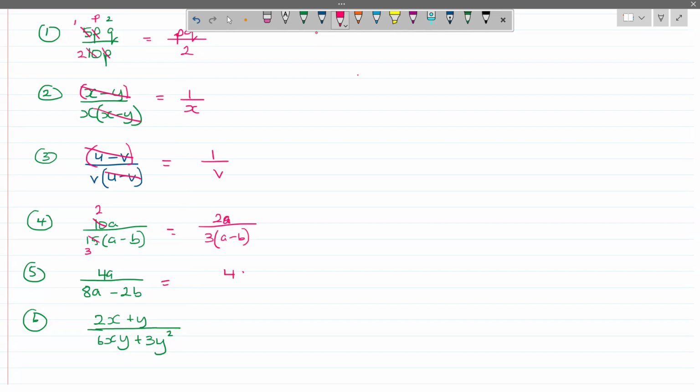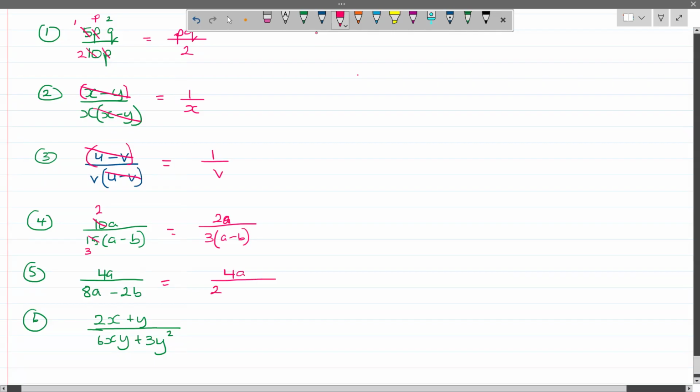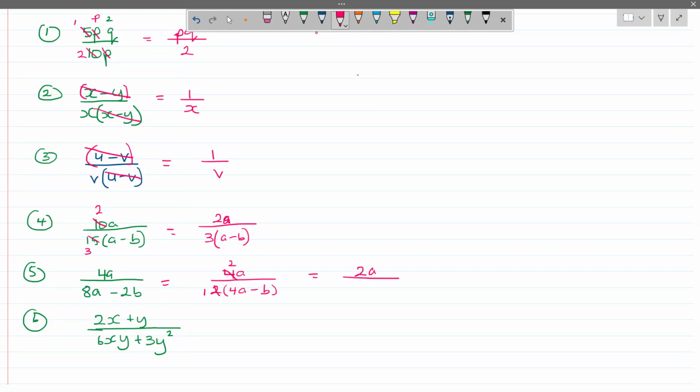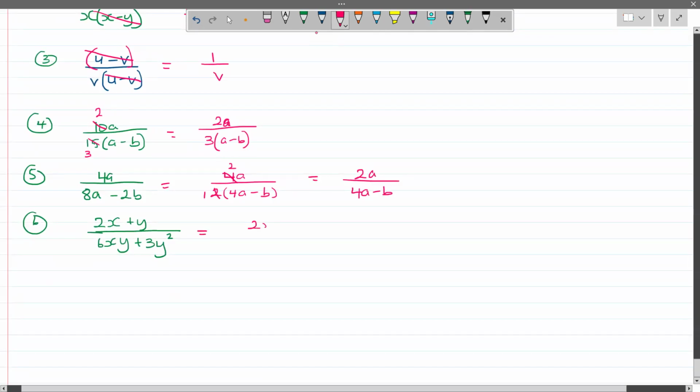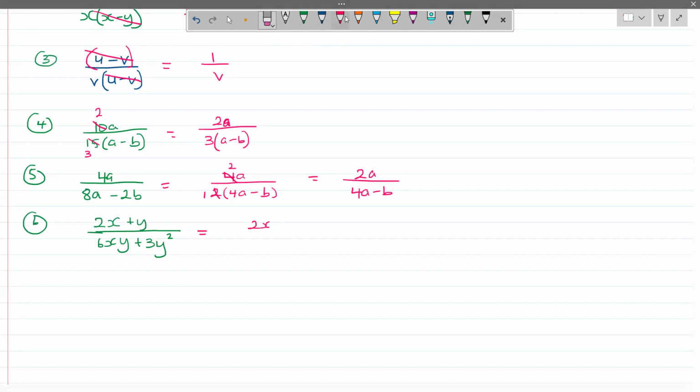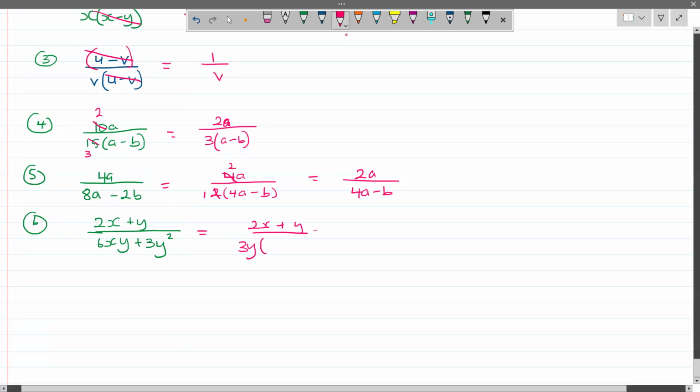Here, only if we factorize the bottom, we could cancel. Here, I could factor the 2, and I'll get 4a minus b. And then I could cancel this with this. I'll get 2 there, I'll get 1 here, and that's 2a over 4a minus b. Can't do anything further there. Underneath here, if I factor the bottom, then I'll be able to cancel. Right, so here I could pull out 3y, and what I'll get underneath here is 2x plus y, and now this and this is the same, and I can cancel that. I'll get 1 over 3y. Yeah?